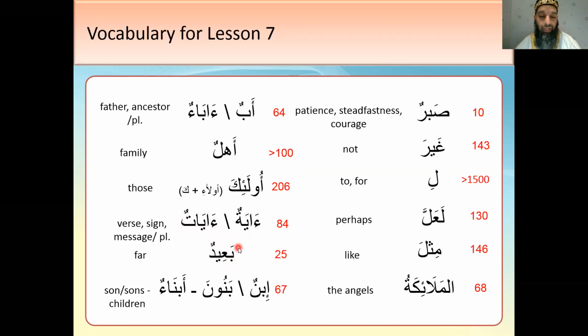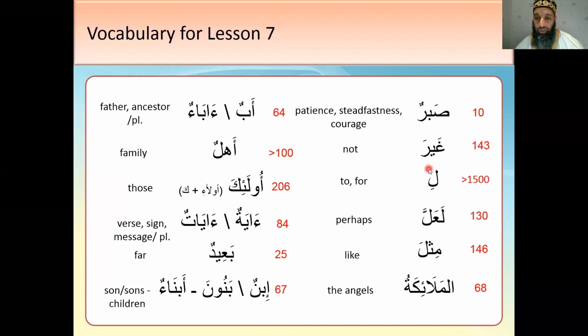Ba'id is far away, Ba'id. 25. Ibn, Banun, Abna. Okay, sons, children. Ibn. We say Uthman ibn this, son of that. Yeah, like that, yeah. So Ibn, Banun, Abna. Next one. Sabrun. Comes from sabr. Okay, which means patience, steadfastness, courage.